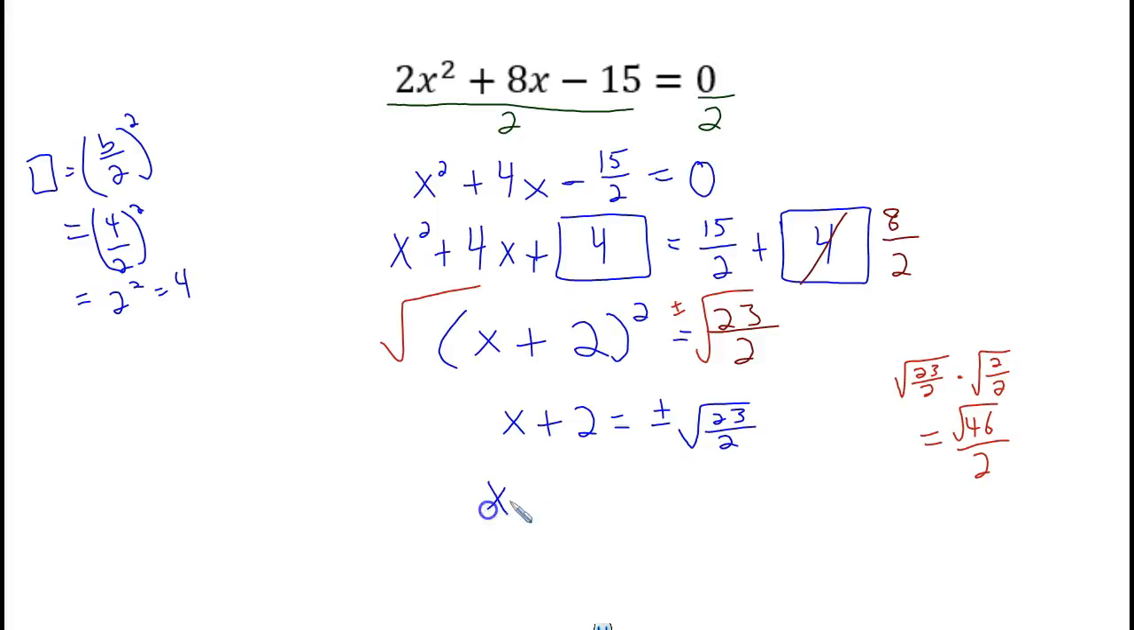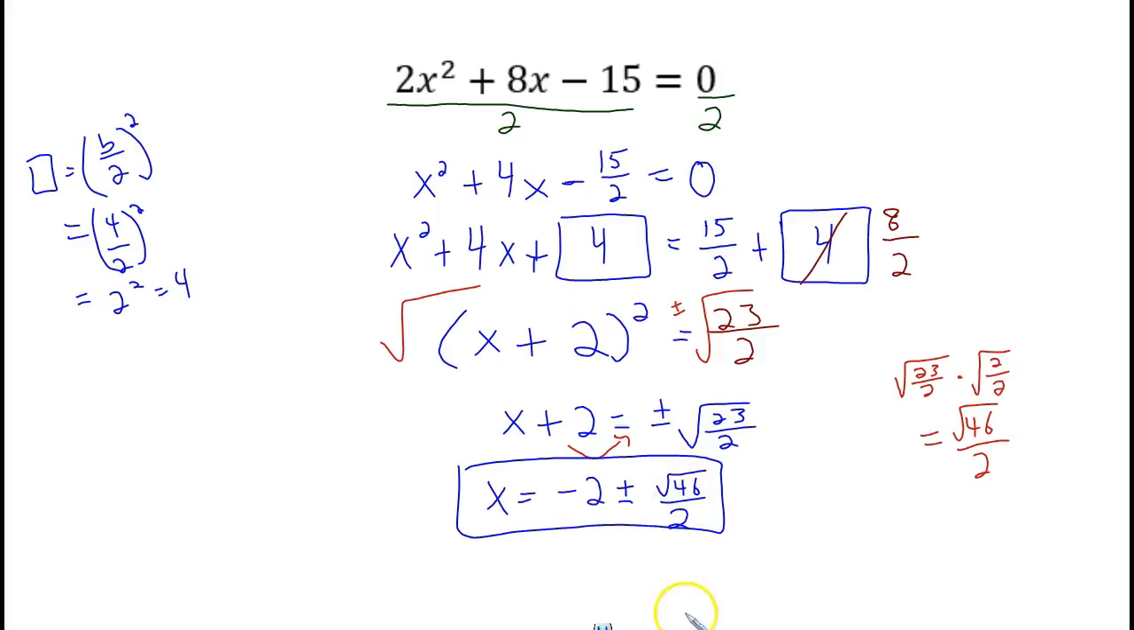So when we come down to our next step, I want you to remember that this number is added or subtracted across, right? It's just going to go right here. But it's positive, so to go across the equal sign, I have to subtract it. So I'm going to have a negative 2 plus or minus, and I'm going to use the simplified version of this, which is the square root of 46 over 2. And this is a final answer. Remember, there are two solutions here: negative 2 plus root 46 over 2, and negative 2 minus root 46 over 2.